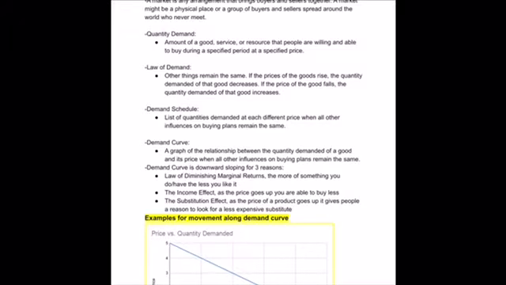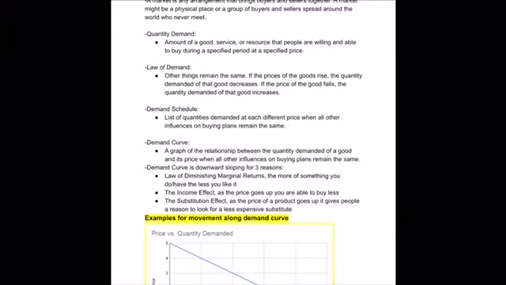Next thing is quantity demanded, which is the amount of a good, service, or resource that people are willing to pay and able to buy during a specified period at a specified price. So usually in the question or prompt, you'll get a certain interval that it falls between, or they'll use short run or long run.